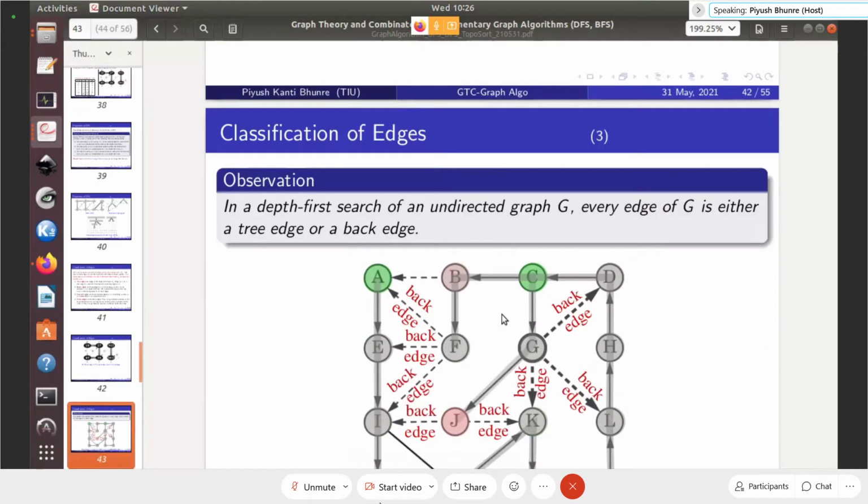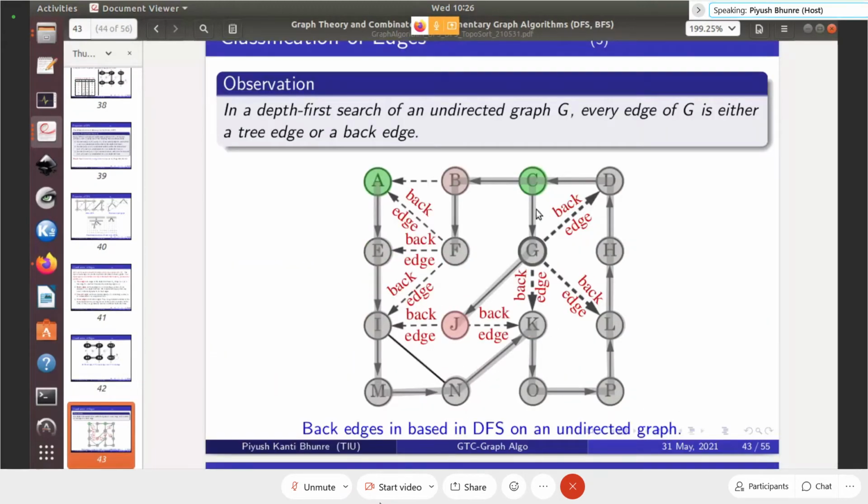So, an observation is that in a depth first search of an undirected graph G, every edge of G is either a tree edge or a back edge. In the case of a directed graph, you can go from a start point to some end point of the directed edges. You cannot go in the reverse direction, right? So that's why there are certain difficulties there.